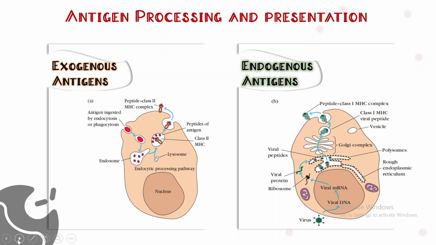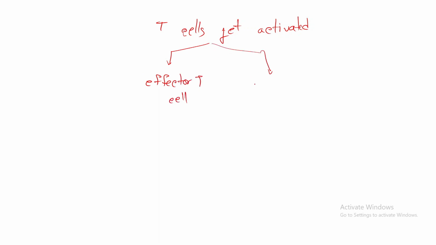In cell-mediated immunity, when T cells are activated, they proliferate into two main groups: one is the effector T cell and the other is the memory T cell. How do these T cells get activated? They are activated by the MHC class 1 molecule or MHC class 2 molecule which presents the antigen, that is, when they recognize the foreign antigen. After the T cell gets activated, it differentiates into mainly two types of T cells: one is the effector T cell, and the other is the memory T cell.